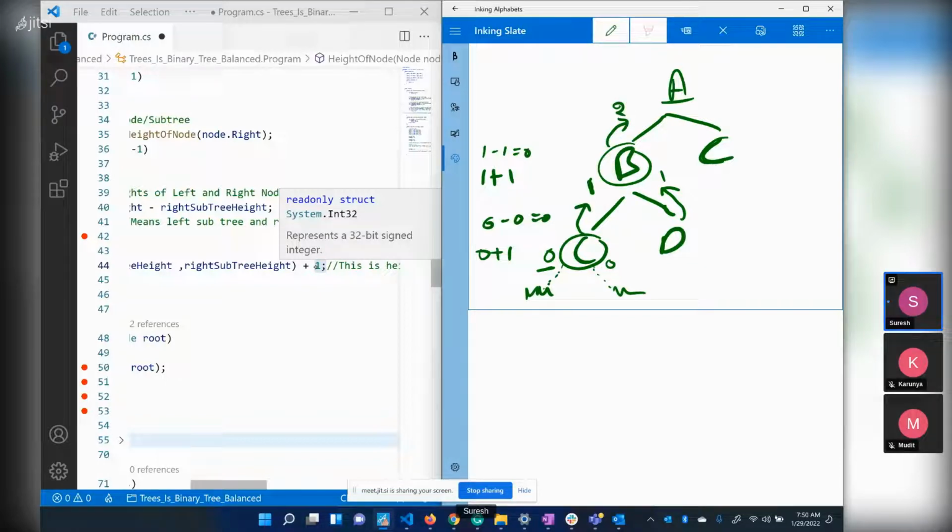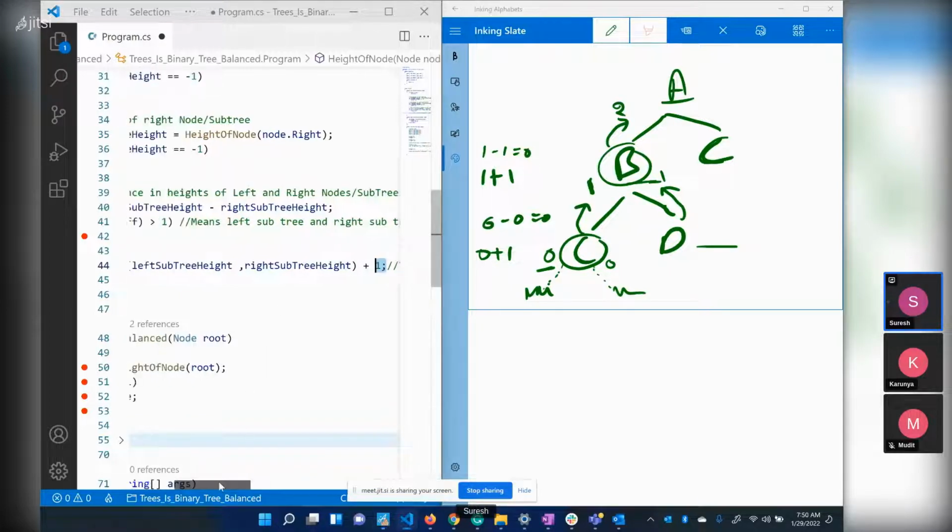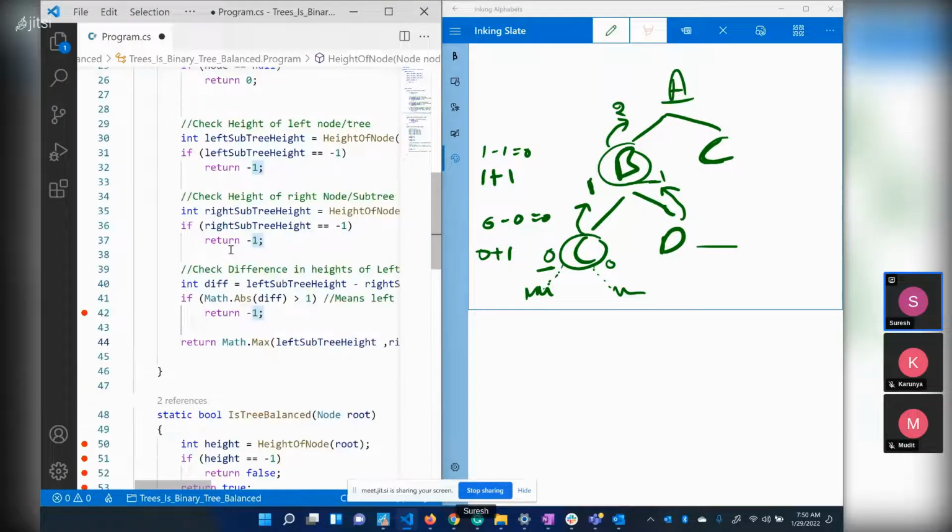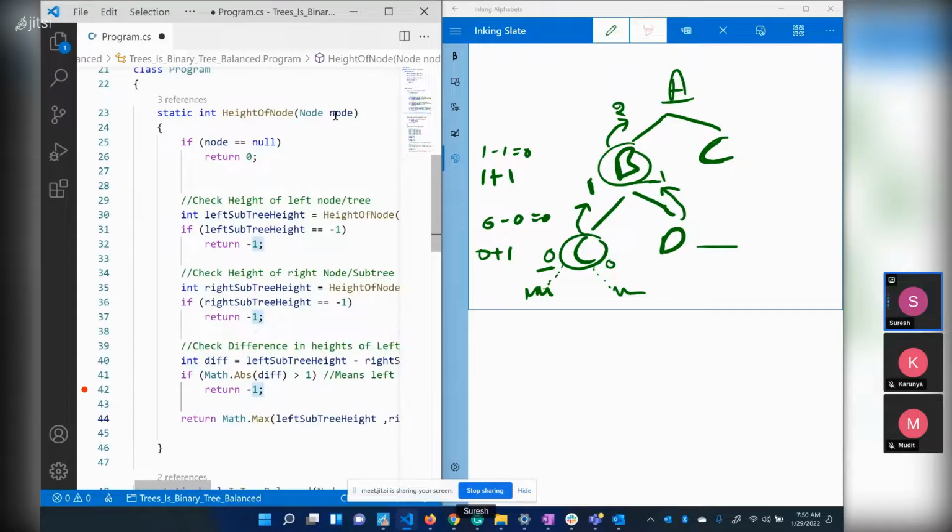It's 2, right? So this is one level, this is another level. Correct? You guys following so far? Yes. Now you are at A again. So you got the left subtree height is 2. Now you are at A and you are calculating the right subtree height.